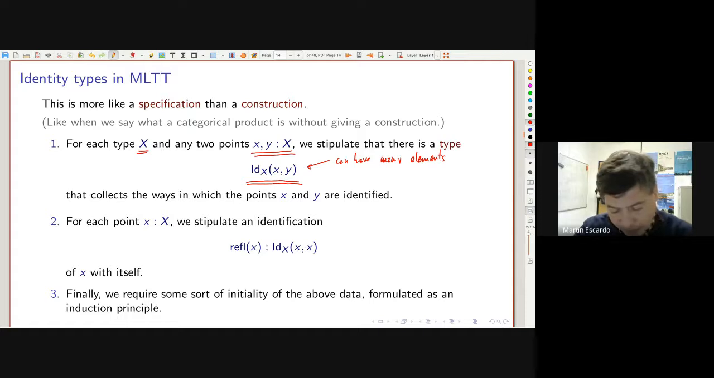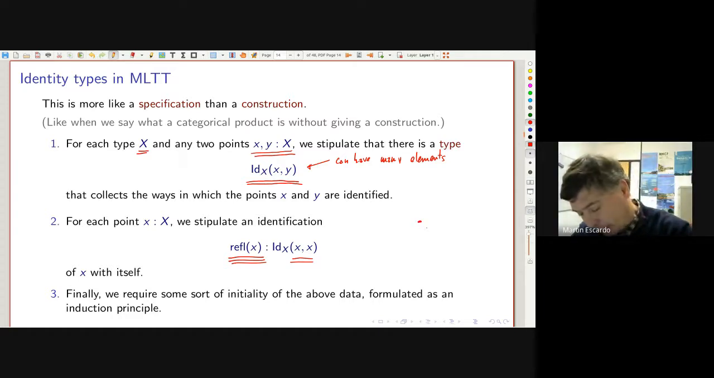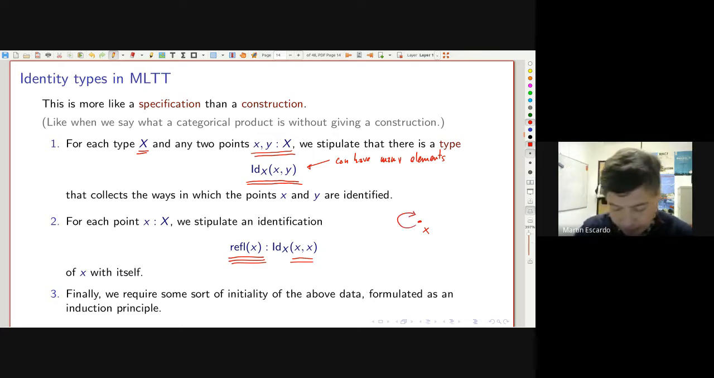So this is one part of the specification. The other part of the specification is that we stipulate that if these two points x and y are the same, then there is at least one identification, which is called refl for reflexivity. So you stipulate that this is an identity type. There is at least one element of these things.